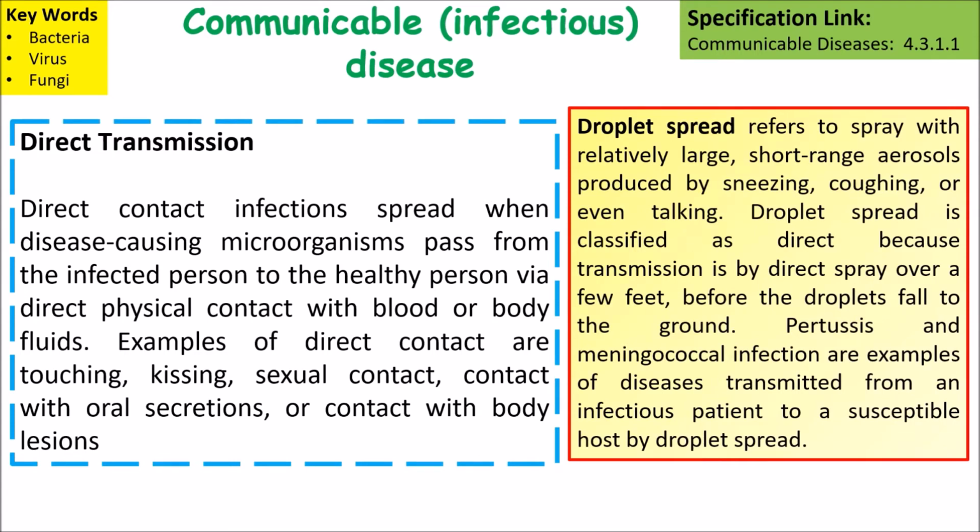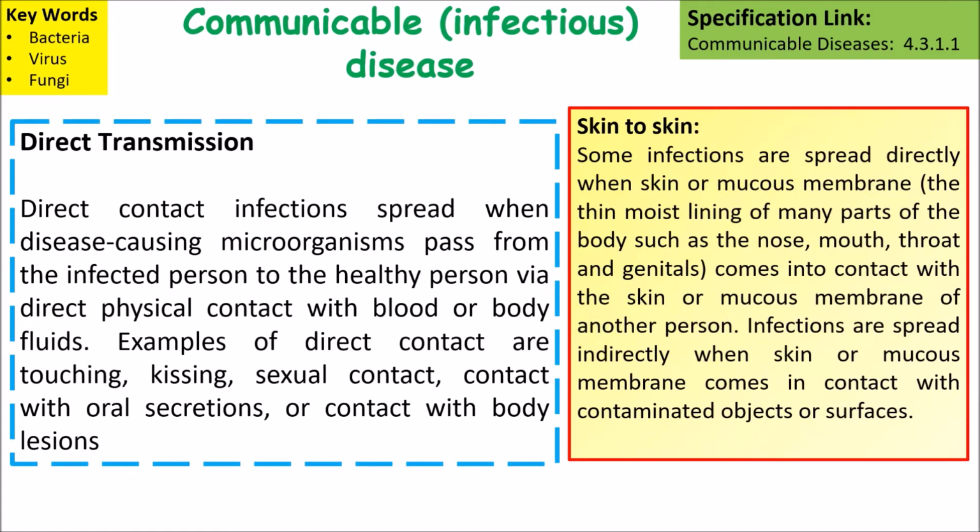We can have droplet spread. This refers to the spray of relatively large, short-range aerosols produced by sneezing, coughing, or even talking. Droplet spread is classified as direct because the transmission is by direct spray over a few feet before the droplets fall and hit the ground.